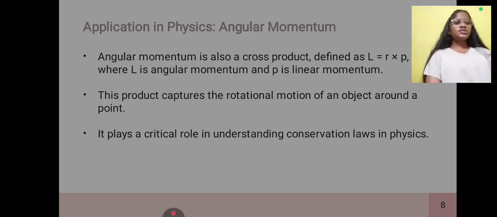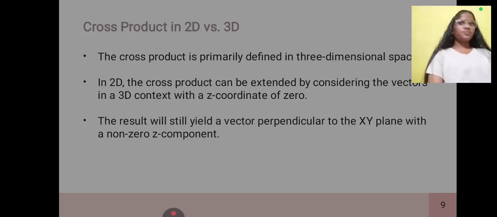Cross product in 2D versus 3D. The cross product is primarily defined in three-dimensional space. In 2D, the cross product can be extended by considering the vectors in a 3D context with a z coordinate of 0. The result will still yield a vector perpendicular to the xy plane with a non-zero z component.